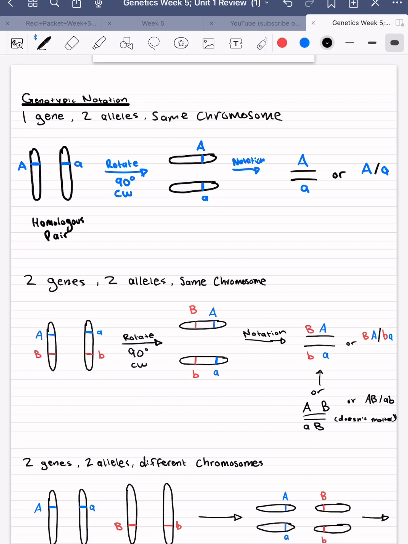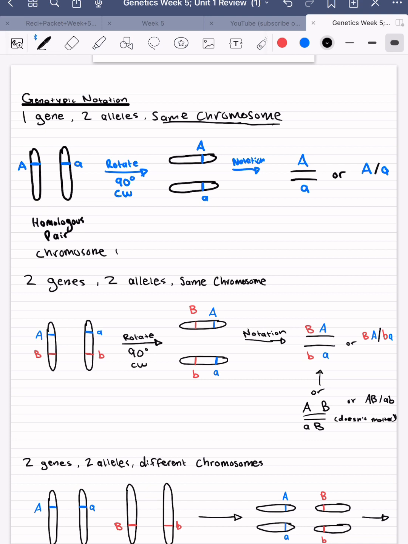Alright, so when a problem says that these are on the same chromosomes, what they're referring to is the same homologous pair. So here we have 2 homologous pairs. This is, for example, chromosome 1. And remember, homologous pairs are essentially a set of chromosomes which contain the same structural features, the same genes, just they may differ at the alleles. So they may have different DNA sequences for each of the genes.